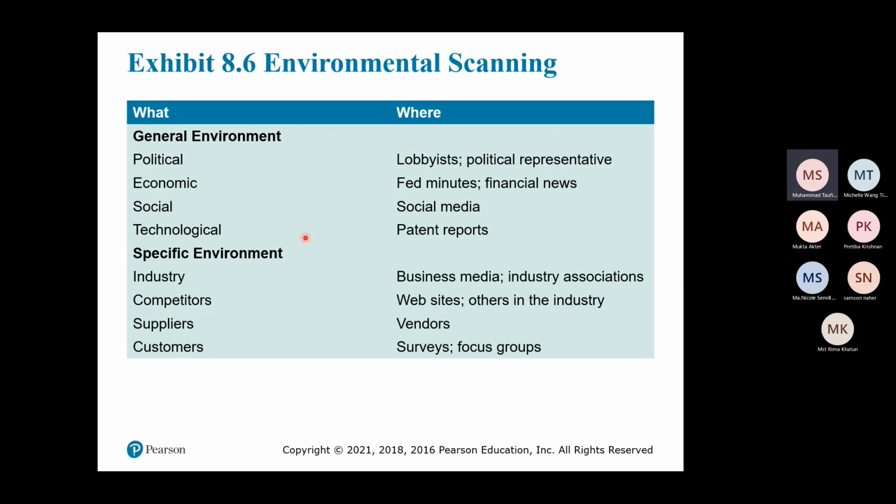Okay, so where can you get it? For political, you can get it from the political representative or lobbyists. Economic, you can get it from the financial news, or Fed minutes, the news from the federal bank. Social information, you can get it from social media. Technology, you can get it from the patent office. You can get patent reports from them.